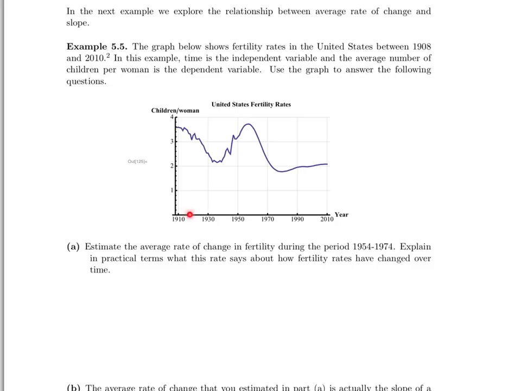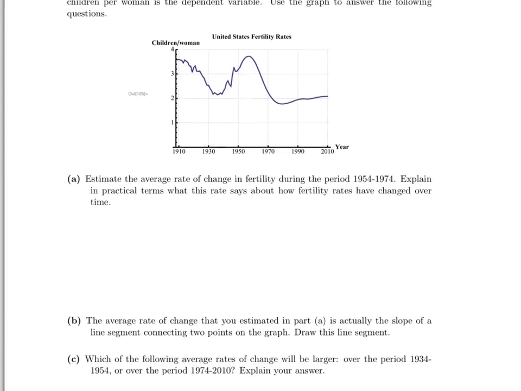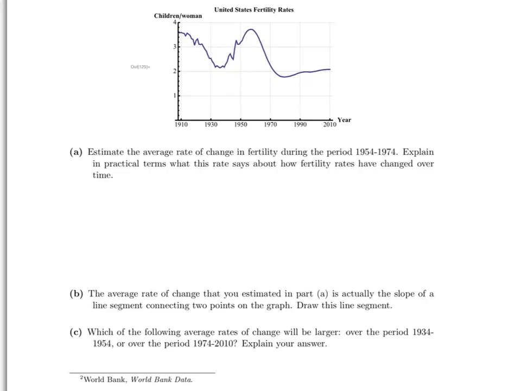You can see that time is on the horizontal axis, so that's our independent variable. And we have the fertility showing up on our vertical axis, so that's our dependent variable. And we're going to use this graph to answer some questions. So let's go ahead and look at Part A.